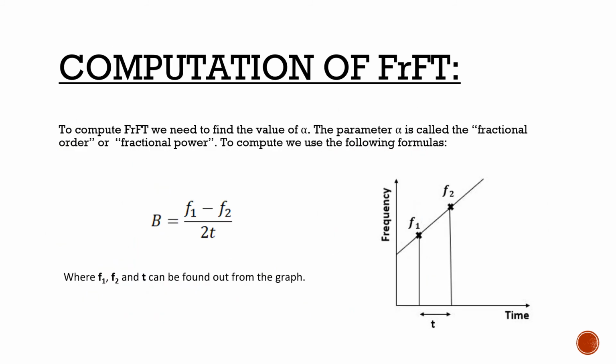Computation of fractional Fourier transform. To compute the fractional Fourier transform, we require the value of alpha. The parameter alpha is known as the fractional order or fractional power. To compute this, we require a formula, that is B equals (F1 minus F2) divided by 2t. Here, F1 and F2 are the frequencies, whereas t is the time period. F1, F2 and t can be found from the graph shown in the slide.